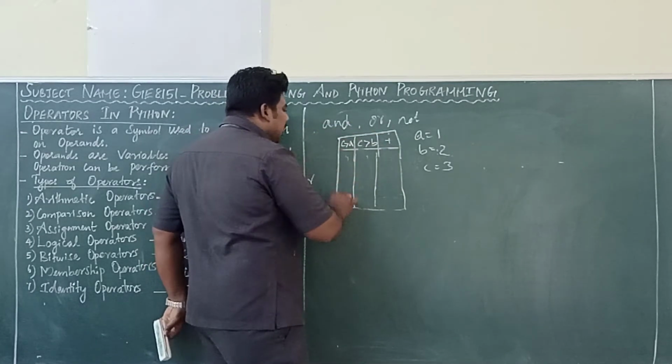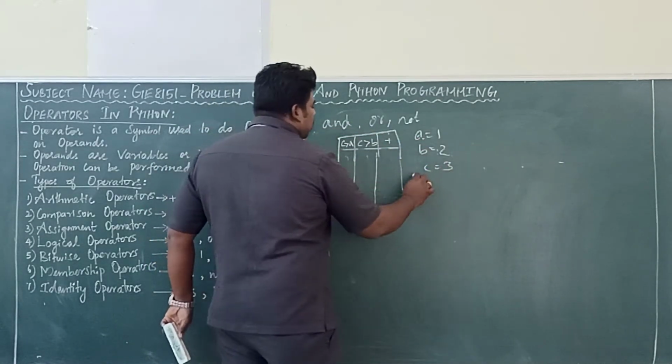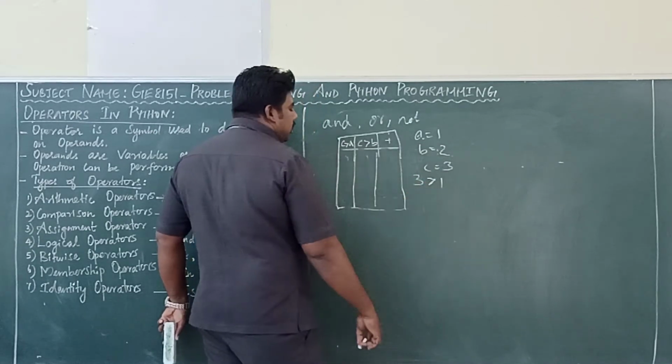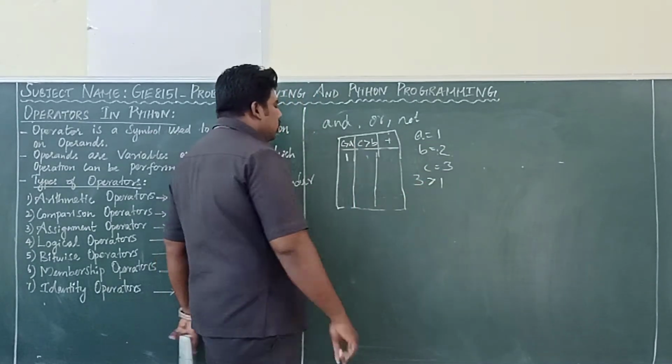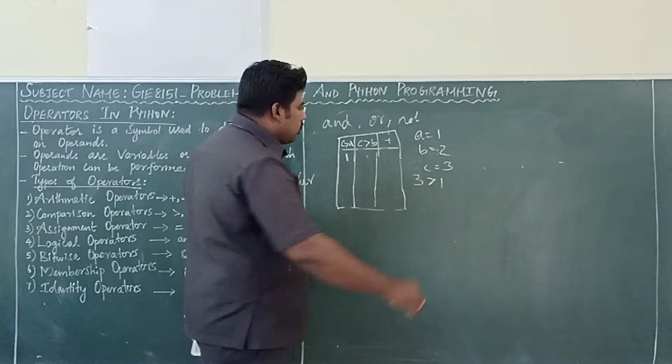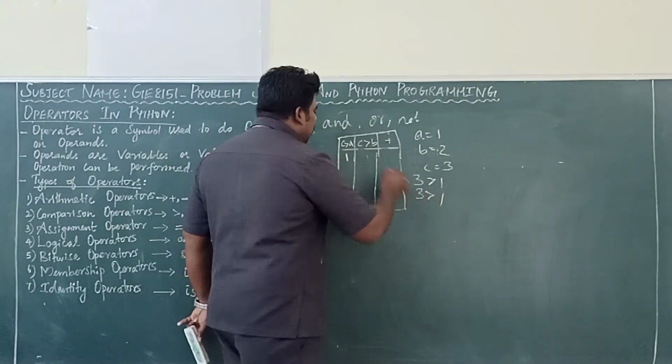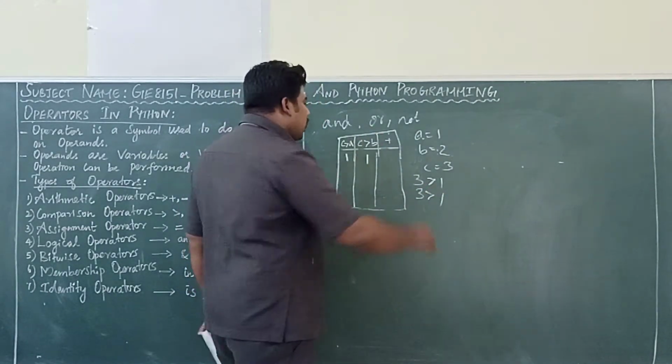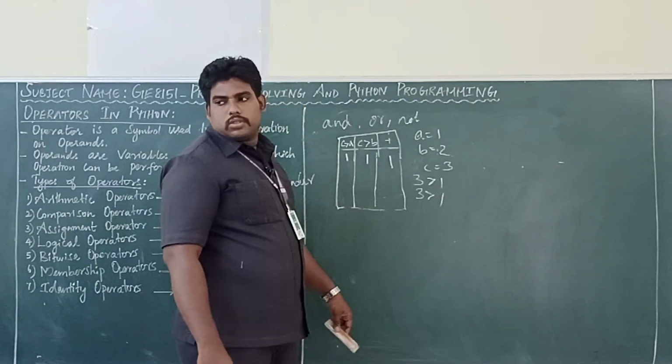First condition, 3 greater than A. So 3 greater than 1, the condition is true, so I am putting 1. And C greater than B. What's the C value? 3 greater than 1. Again the condition is true. So you will get the answer also true.